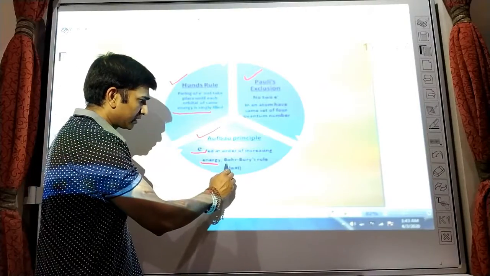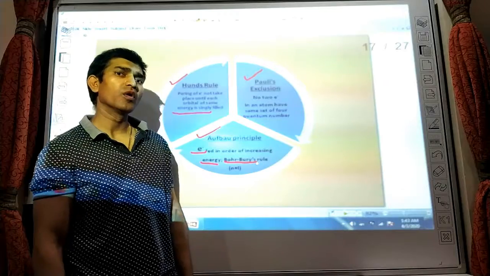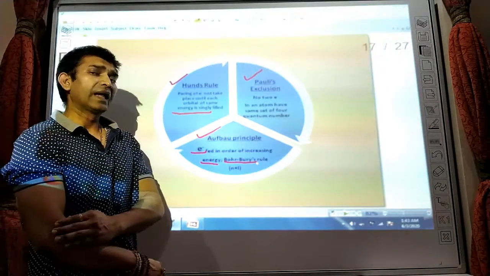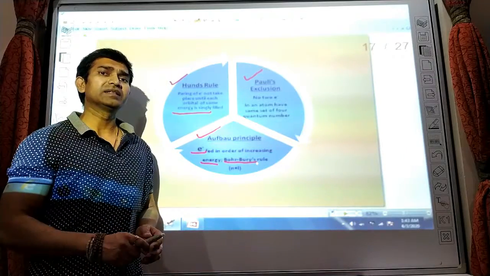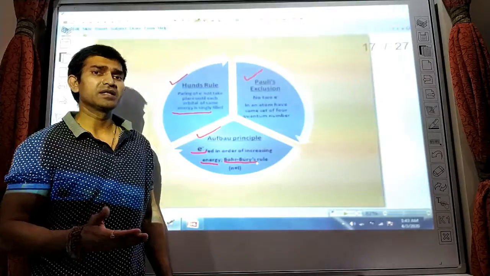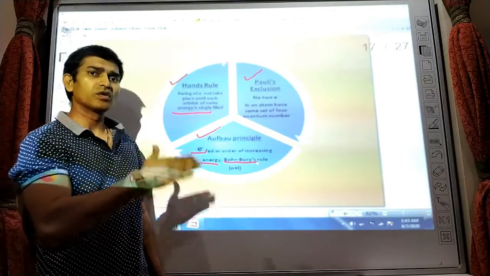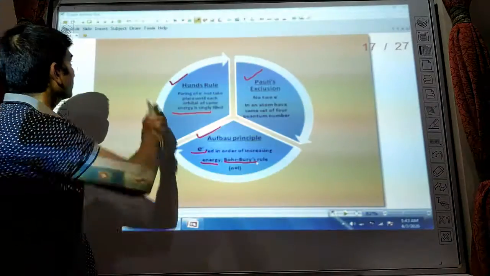And one more thing that is very important, that is the Bohr-Bury rule. The Bohr-Bury rule can help us decide which orbital has lower energy and which one has higher energy, and electrons always go into the lower energy orbital.